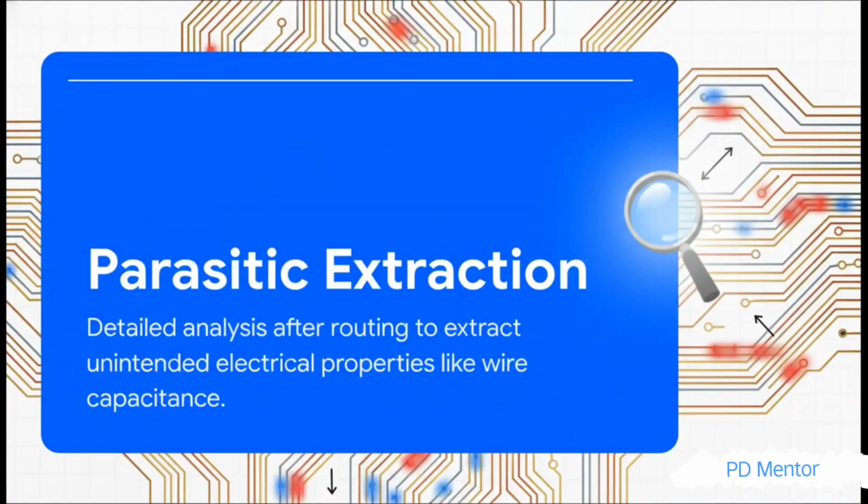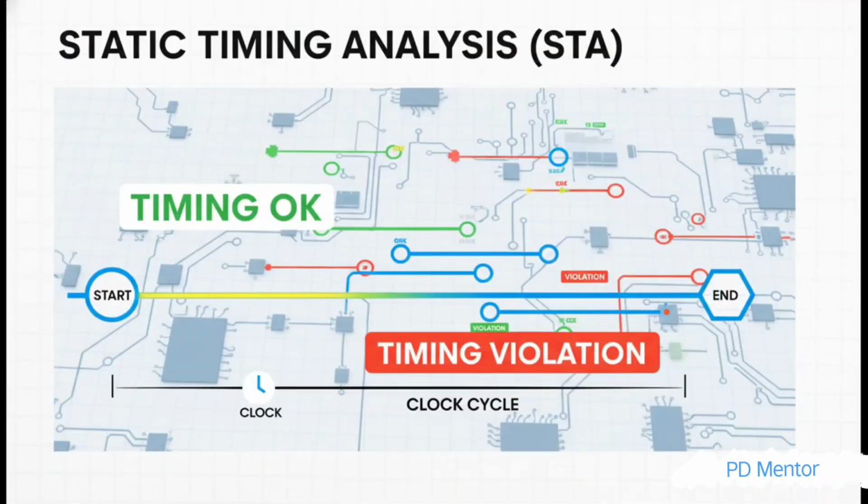Well, we use a process called parasitic extraction. A tool goes through the final physical layout and calculates all those unintended or parasitic electrical properties of the wires themselves. This gives us a super realistic model of how signals are actually going to behave when this thing is made of real silicon.